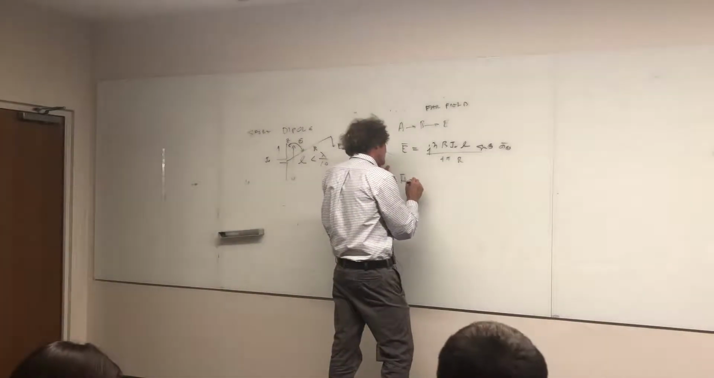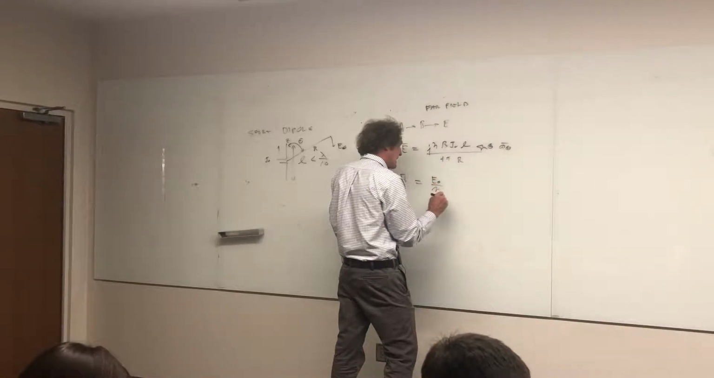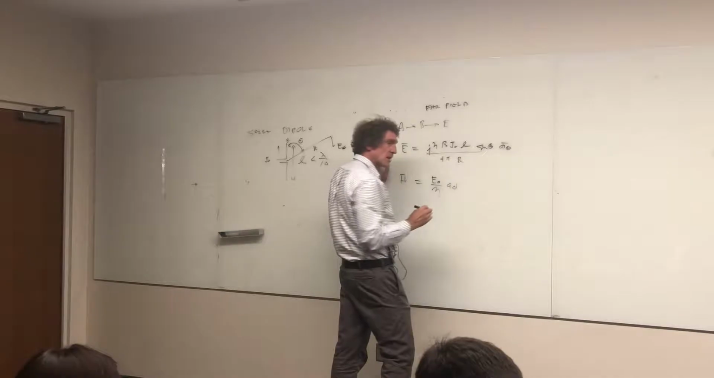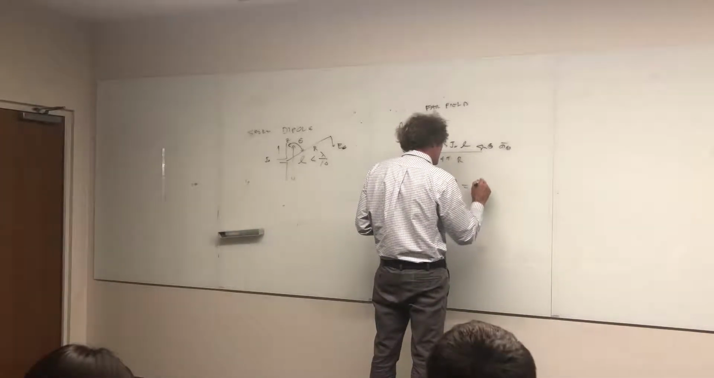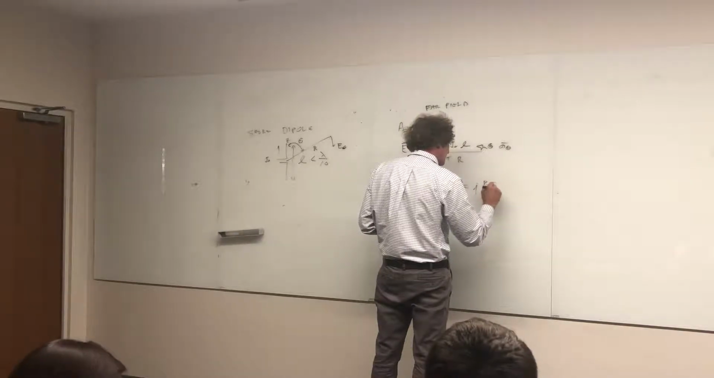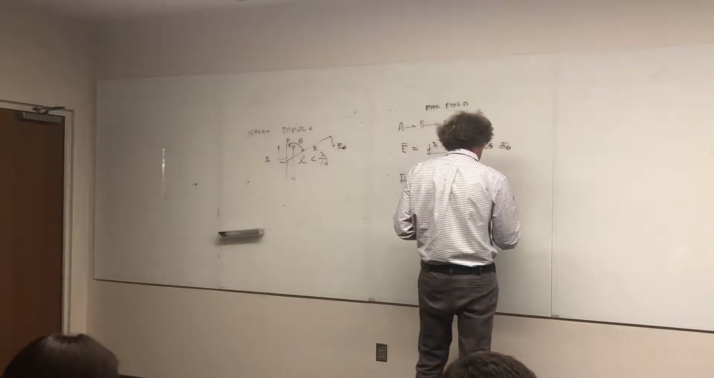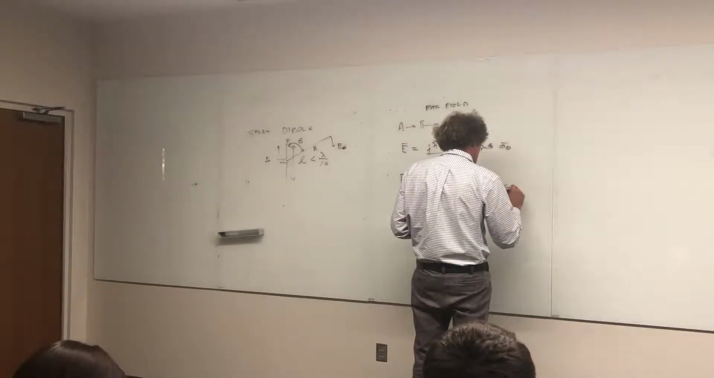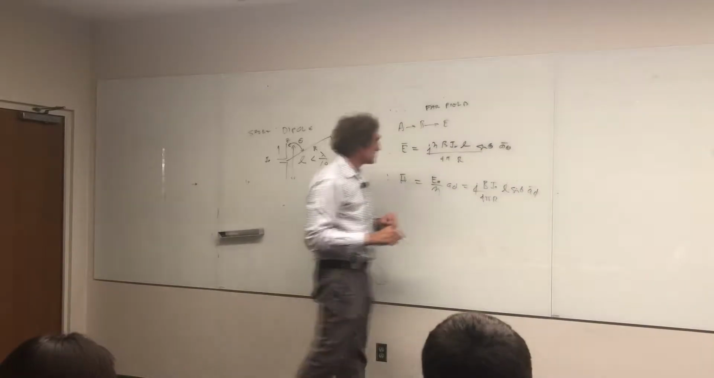So H you really get by just taking this E theta and dividing it by eta and putting it in the a phi direction. So if I divide that by eta, you can see it's just j times beta times I naught over 4 pi r times L times the sine of theta in the a phi direction. That's the H field.